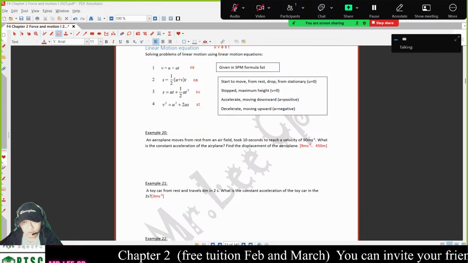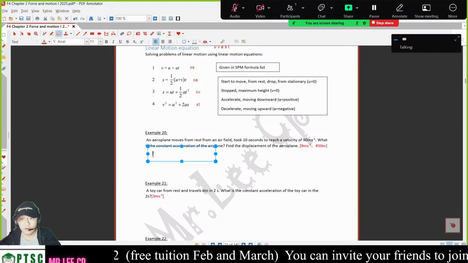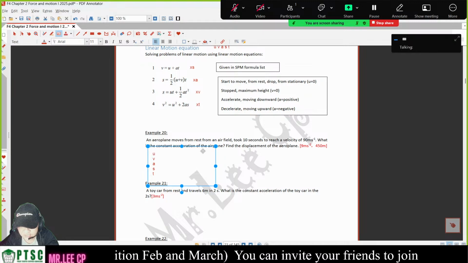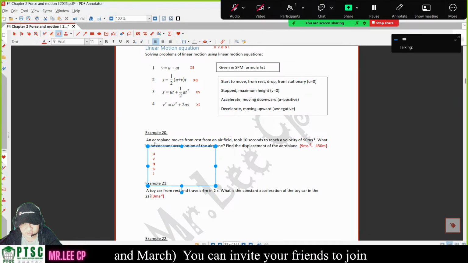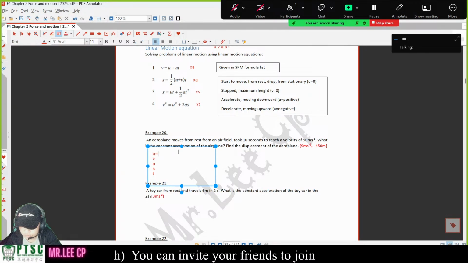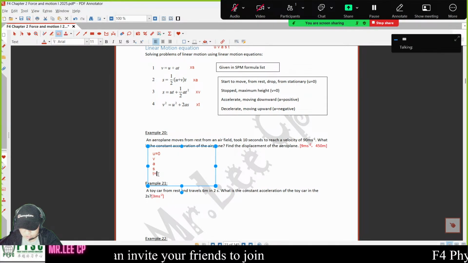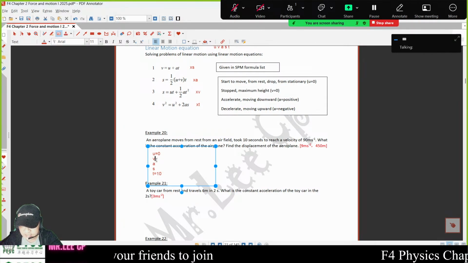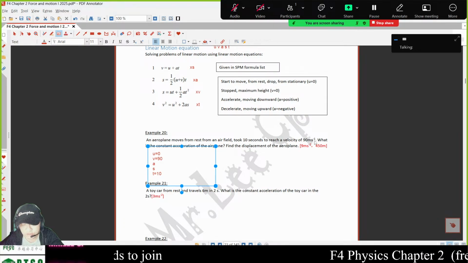So now I want you to use my way to do it. Always list down the formula. What you do is U V A S T. Always list these 5 things out first, before you do. So, an aeroplane moves from rest. You know U is equal to 0 already. Took 10 seconds. The unit of 10 seconds is time. To reach a velocity 90 ms minus 1, you know it is velocity.